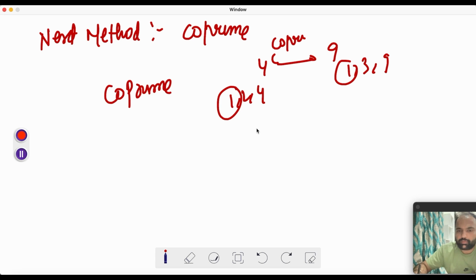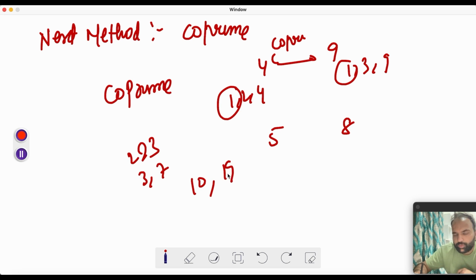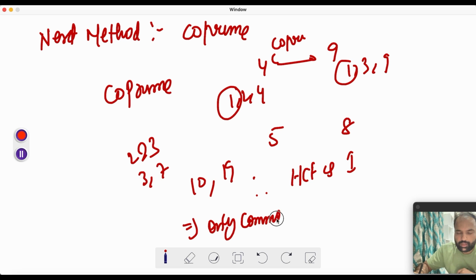It could be any other numbers. 2 and 3 are co-primes, 5 and 8 are co-primes, 3 and 7 are co-primes. It doesn't necessarily have to be all odd, it could be anything. It could be 10 and 19 as co-prime. So in co-primes, the HCF is 1. When we say HCF is 1, it means that the only common number is 1. So then it is co-prime.